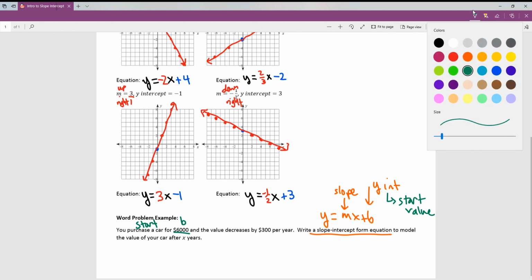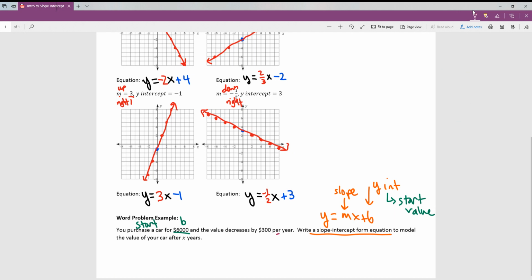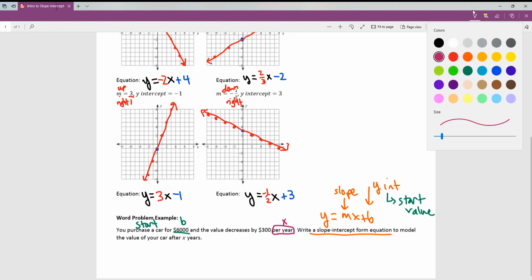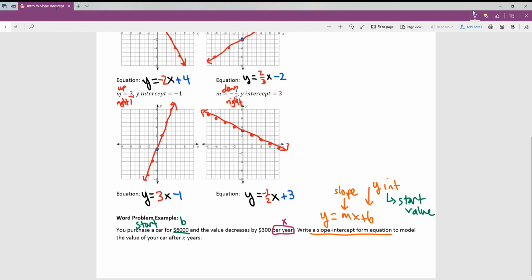Our m is also in the problem. Anytime you see per, like per year, per day, per whatever, that is talking about whatever's happening with x. And then the number near that is your slope, because slope is getting multiplied by x. What do they say here? They say that the value of the car is decreasing. Decreasing means going down. So decreasing by $300 per year means the value of the car is going down, or minus $300 each year. So my m is going to be -$300.